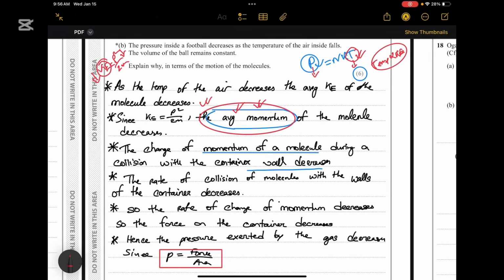Now as we have moved toward the average momentum of the molecule, let's say this is one part of the container and this is another part of the container. One molecule is going in this direction and colliding with the wall of the container.